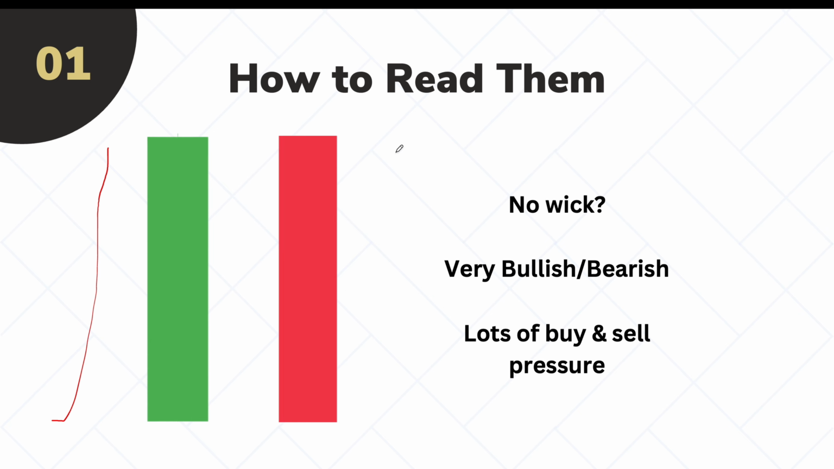The same for a red candle with no wick. We opened here and we didn't go higher. We just go boom, straight down. So that means a candle without a wick, if it's the green one, it's very bullish. If it's the red one, it's very bearish. So with the green one, there's lots of buy pressure, pushing price higher. If you see this on a red candle with no wick, there's lots of sell pressure. That's a very bearish sign.